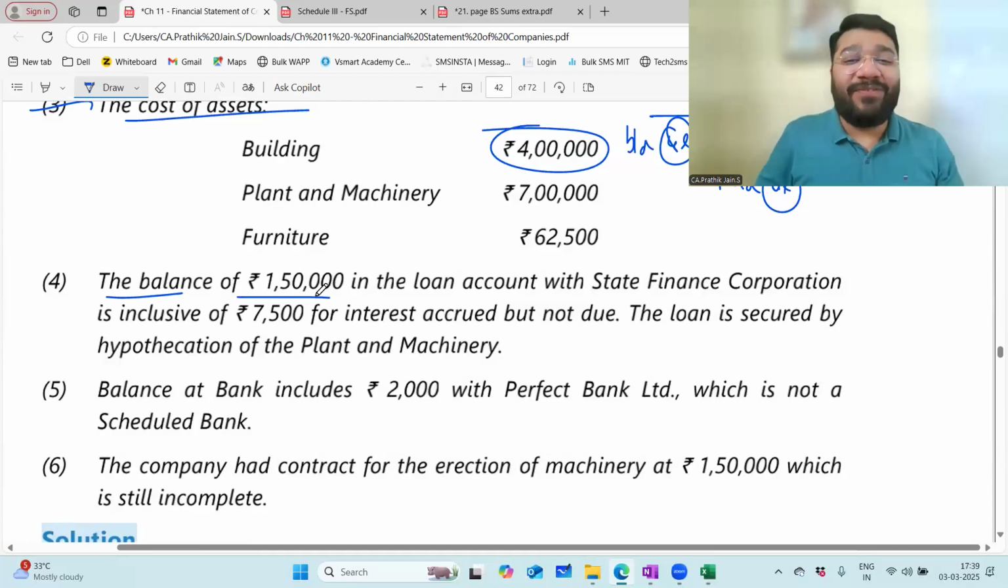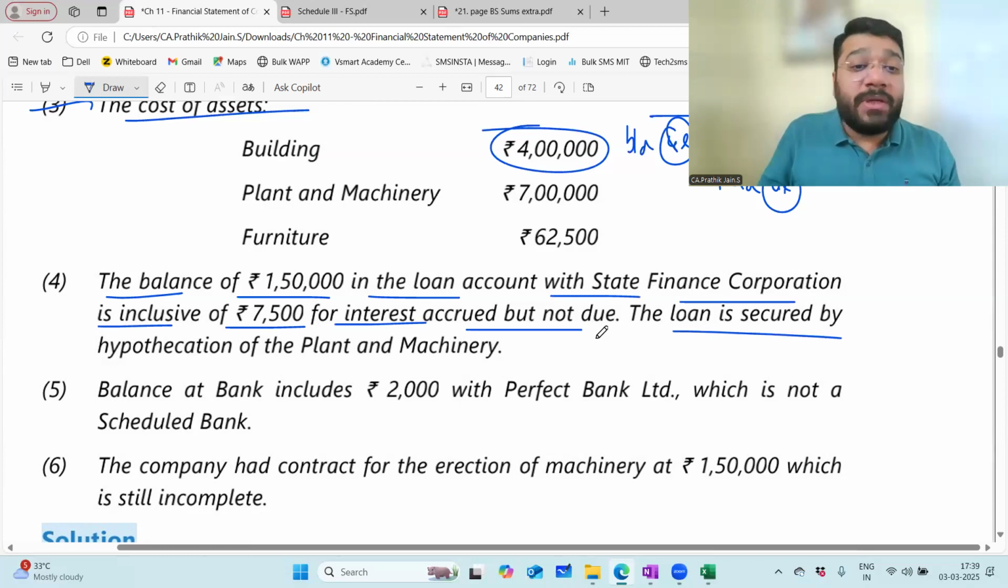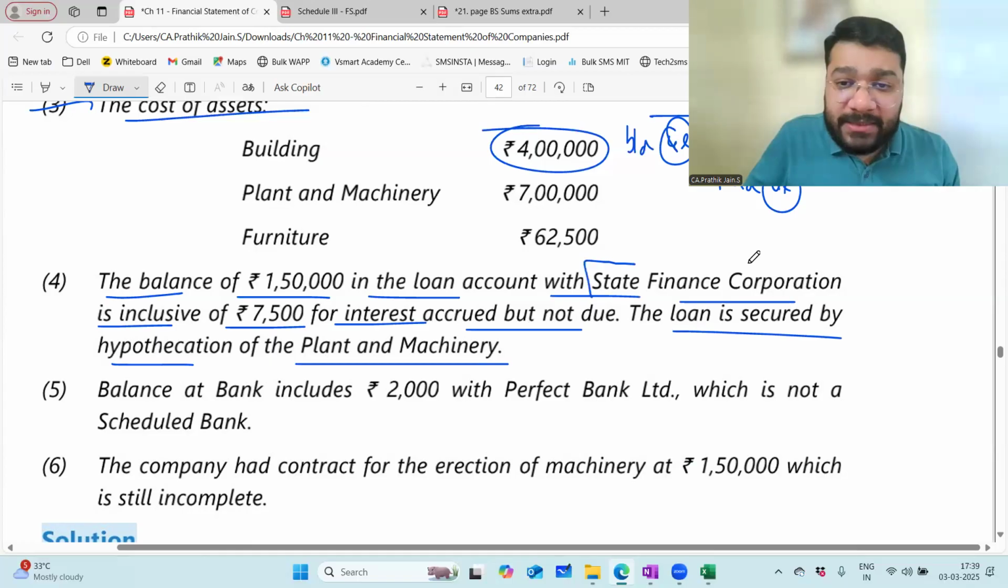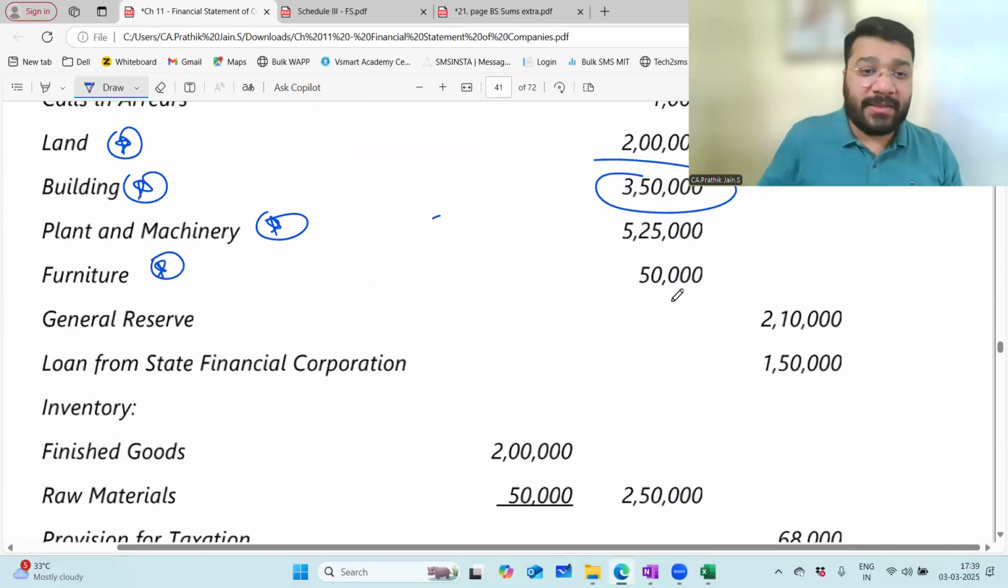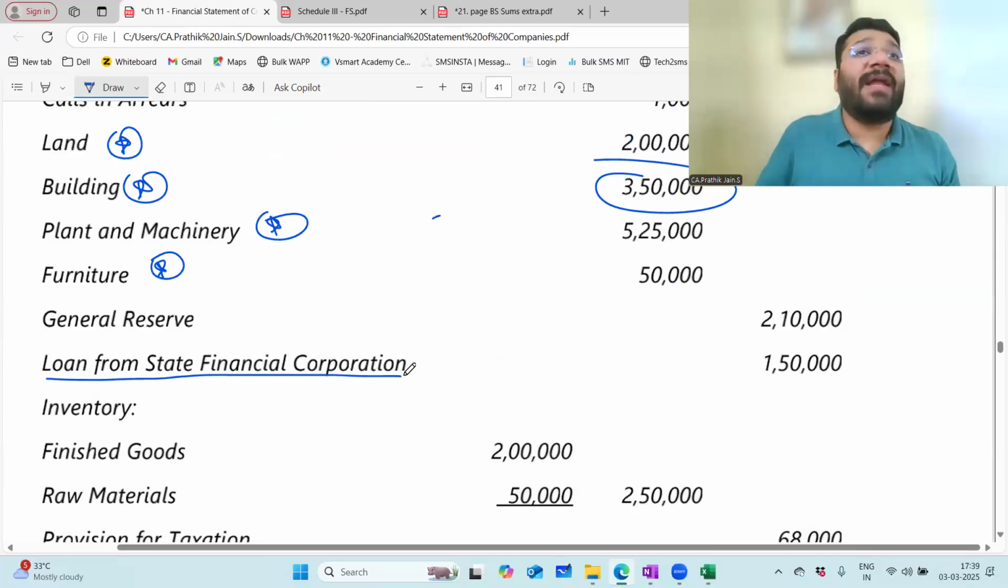The balance of 150,000 in the loan account with State Finance Corporation is inclusive of 7,500 interest accrued but not due. The loan is secured by way of hypothecation of the plant and machinery. So guys, there's something called State Finance Corporation in the trial balance. Please check if it is there. Yes, sir. Loan from State Finance Corporation.